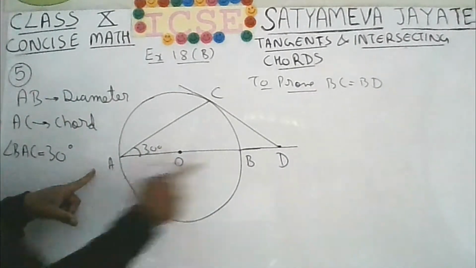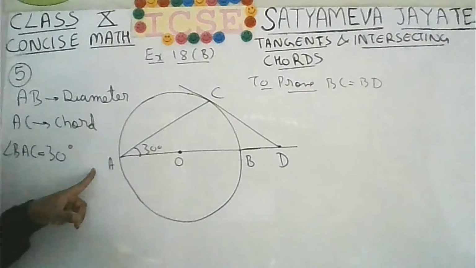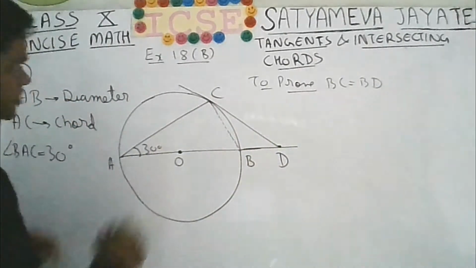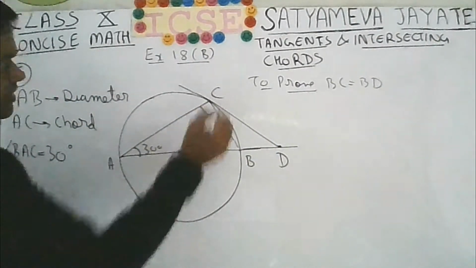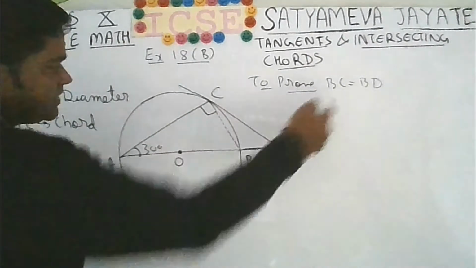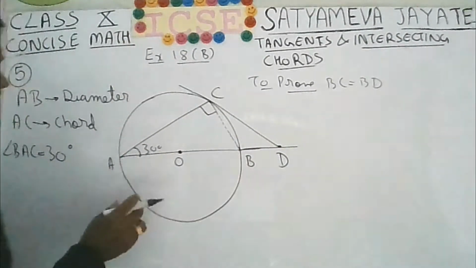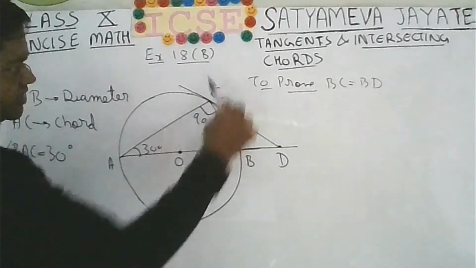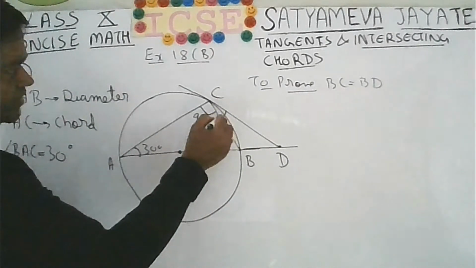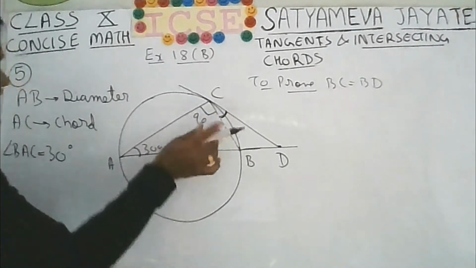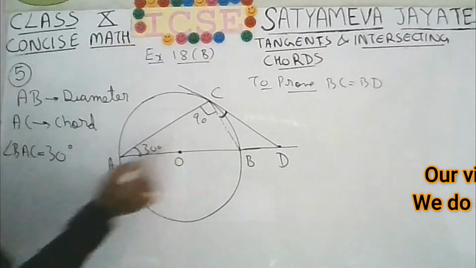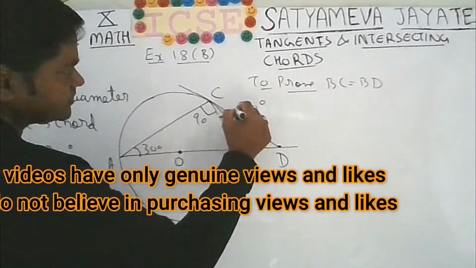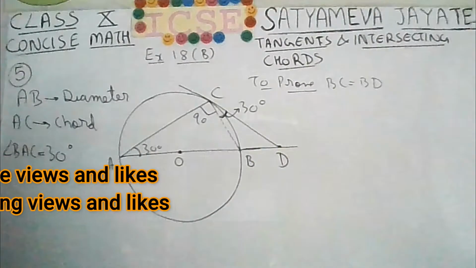O is the center. So if AB is the diameter, then angle in a semicircle will be 90 degree. So if you join these points B and C, so we will get that this angle will be 90 degree. Okay. You have to join B and C because you have to prove that BC is equal to BD. Now you see the angle between the tangent and the chord, this angle. It will be equal to angle subtended by this CB in the alternate segment. So you can see that CB is subtending angle of 30 degree in the alternate segment. So this angle will also be 30 degree. That is angle BCD will be 30 degree.